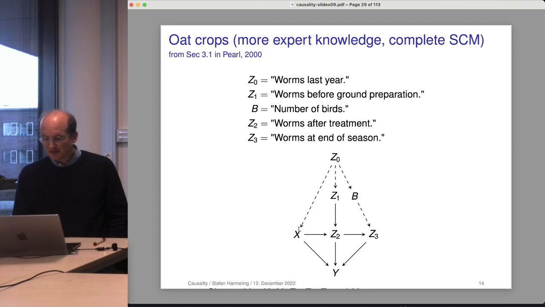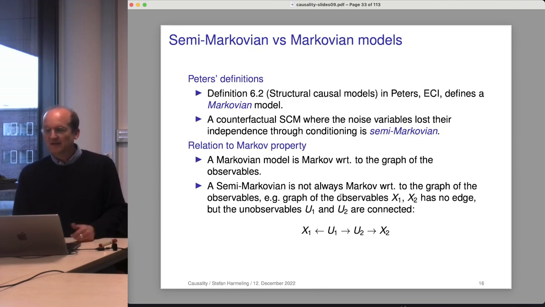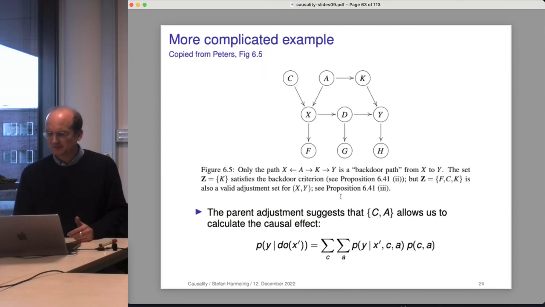And possibly also there's another backdoor which is going this way. But I guess that one is already closed if I'm observing the Z2. So I guess I don't need the Z1. Maybe. I need to check with Pearl's book. But this is the kind of reasoning that you can do. And like this, I think, is the power of these Pearlian graphs in causality. Once you have the graph from your expert, then you can make a clear statement. This can be calculated. This cannot be calculated. And that's quite fancy, I think.